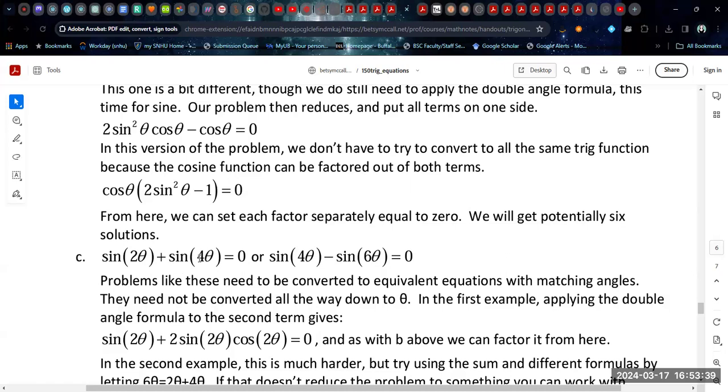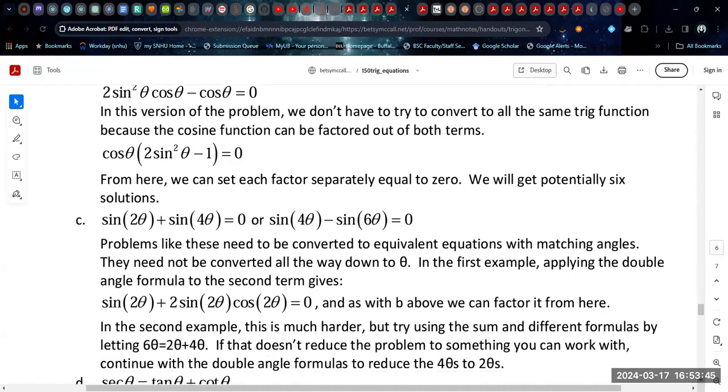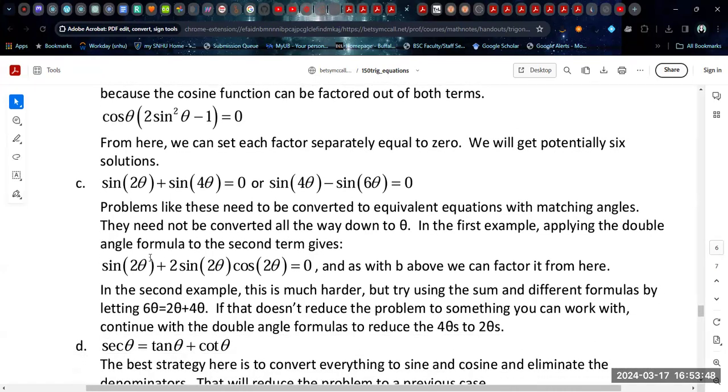If you have a bunch of expressions like this where the angles are not the same, we want to try to make the angles all similar. So for instance, if this one is a 2 theta and this one is a 4 theta, we might want to apply the double angle formula in order to get them all in terms of 2 theta. In terms of 6 theta, we might be able to use a sum and difference formula to separate this into 2 theta and 4 theta. We could try to get them all the way down to theta, but that's probably overkill. We just need the angles to be the same.